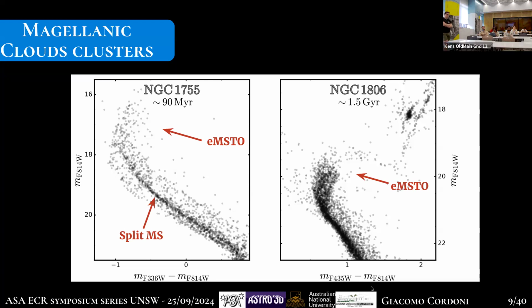And we do both. So let's say that we can safely assume that the CMDs of the Magellanic Clouds clusters that we have are only populated by cluster stars, so we have no contamination from field stars. So we do both, a proper motion cleaning and the CMD cleaning.